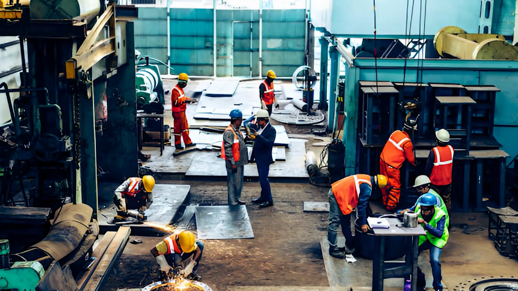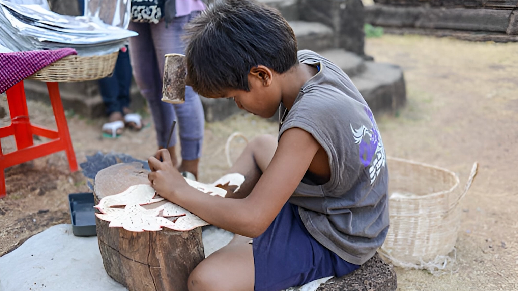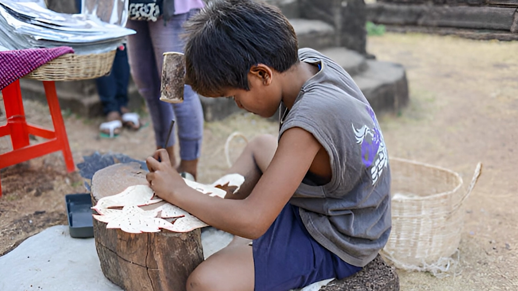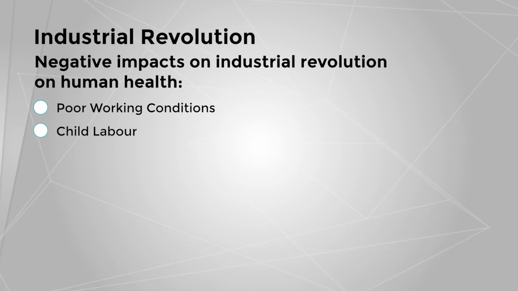Many industrial workers faced long hours, low wages, and hazardous conditions in factories, leading to injuries, respiratory issues, and health problems. Child labor. The widespread use of child labor in dangerous environments exposed children to significant health risks and stunted their physical and mental development.